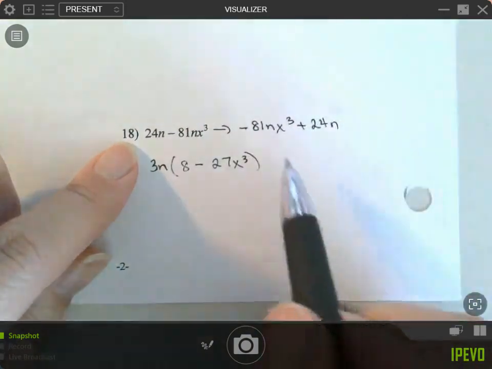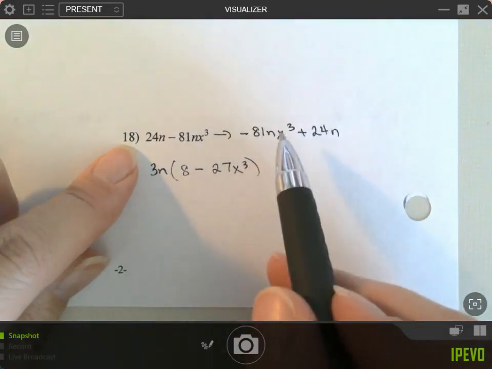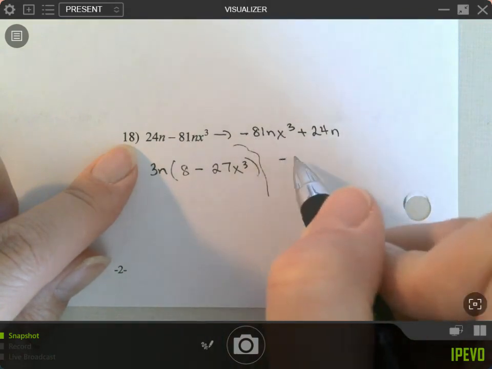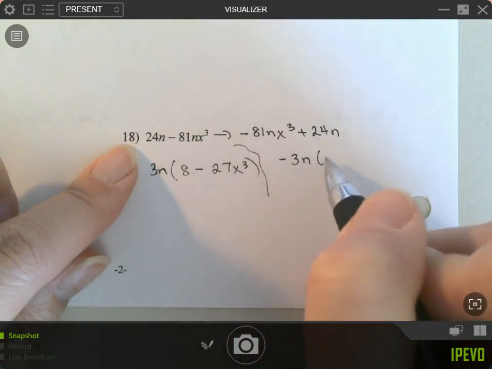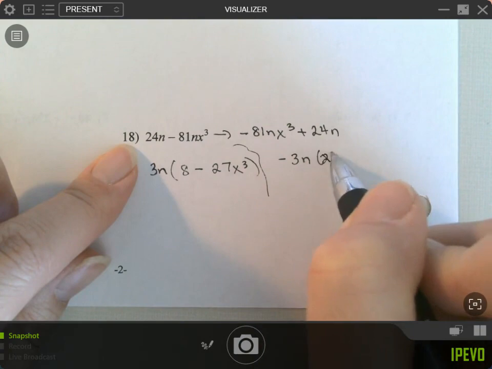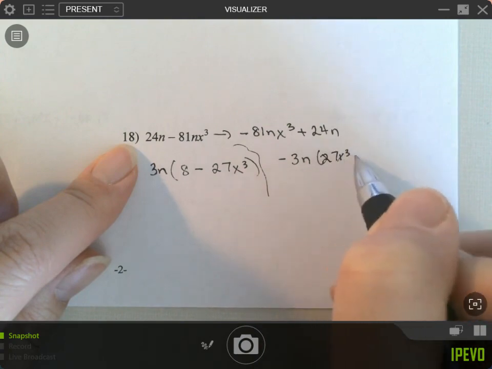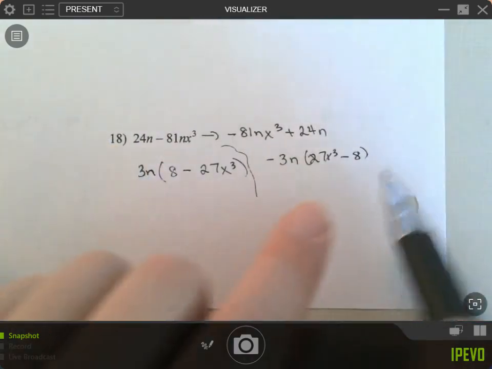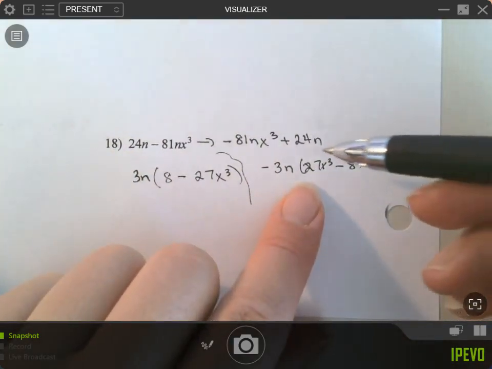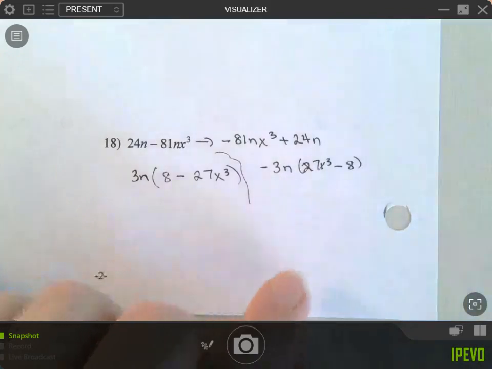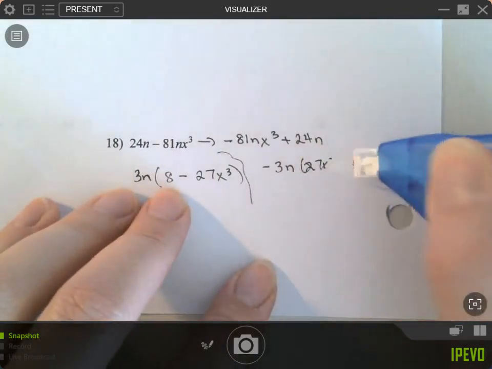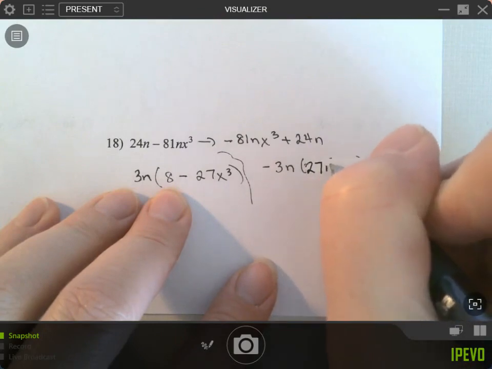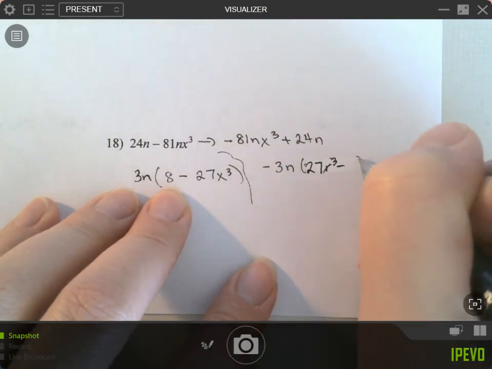And a lot of times we do this, right? Because we want that power up front. And so then I factor out not just a 3n, but a negative 3n. And there's a reason for that. This should be what? 27x to the third minus 8. You cannot use SOAP with a negative leading coefficient. So if this was negative, and I feel like that's really hard to read, if that was negative, that would cause us a problem.